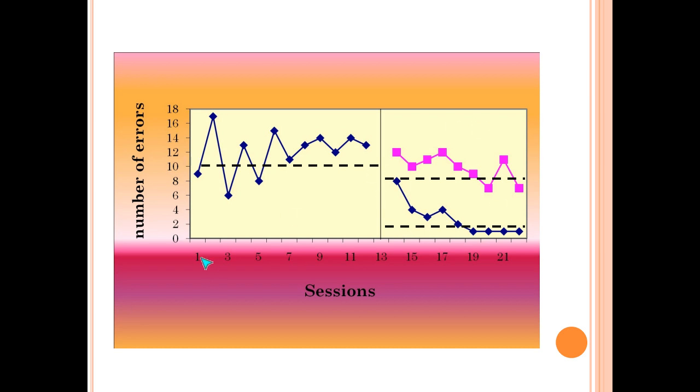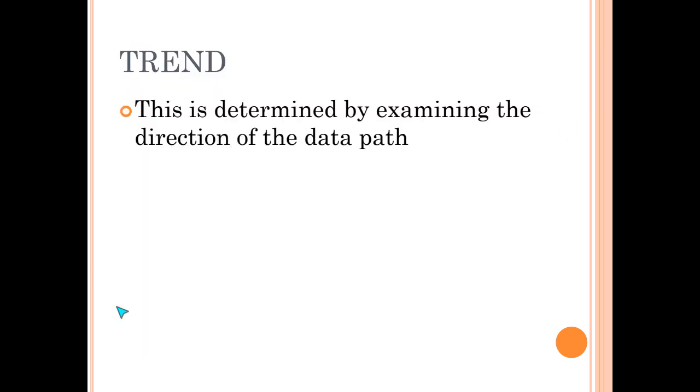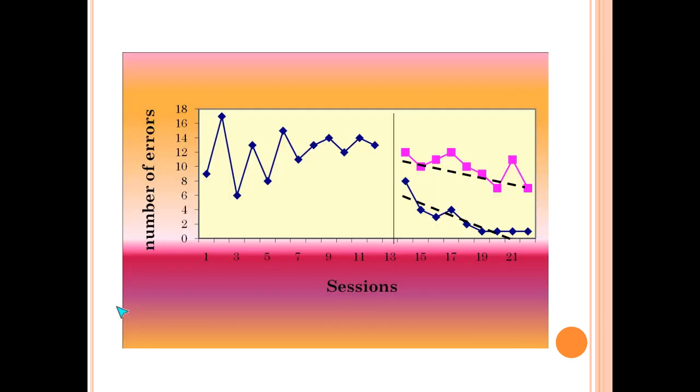All right. And then again, we also have to talk about trend across phases, and this is done by examining the direction of the data pairs. Again, we can draw in the trend line, and I'll show you how this is being done. Here the trend is stronger. It reduces the target behavior much faster, much quicker than this one reduces the target behavior.